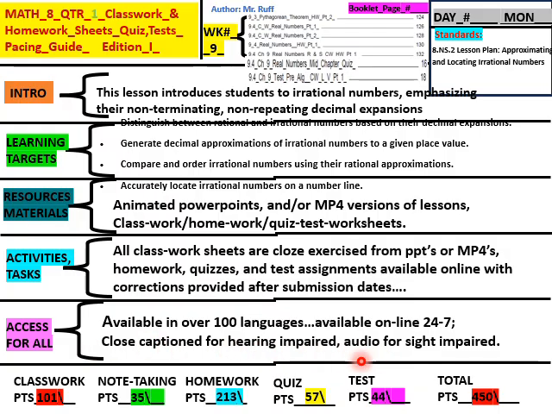Audio for sight impaired. Then classwork is 101 points. Note-taking is 35 points. Homework is 213 points. Quiz is 57 points. Test is 44 points. So the total for Week 9 is 450 points.